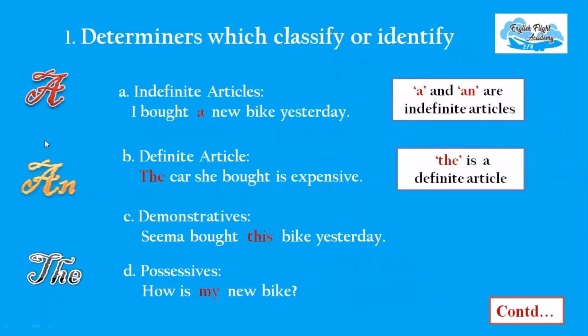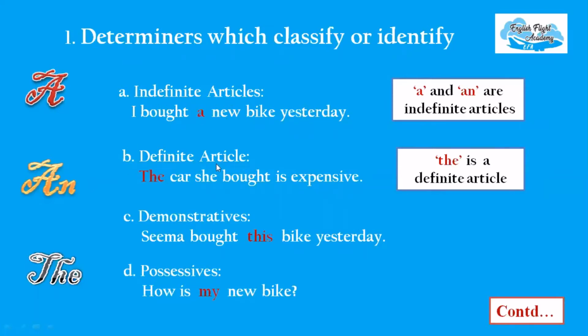Let's understand determiners which classify or identify. The first one is indefinite article. I bought a new bike yesterday. So here A is an indefinite article. As you know, A and an are called as indefinite articles. Non-specific, right? That's the reason they are indefinite articles. It's not necessary to say which, just a new bike, a new bike. So A is an indefinite article.